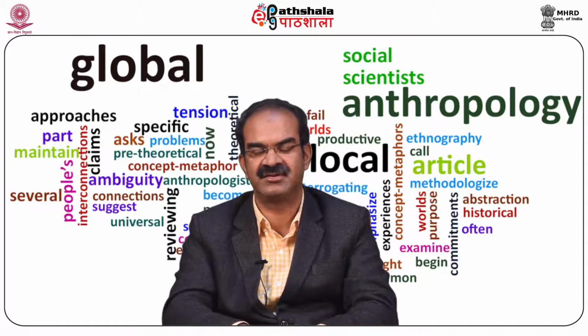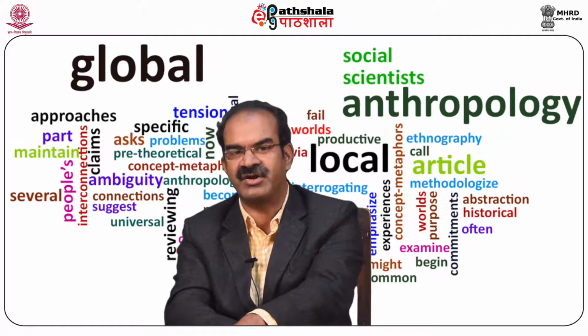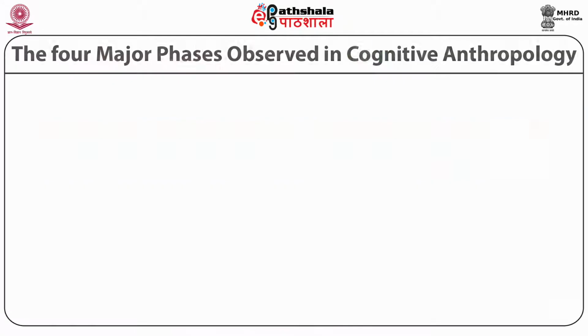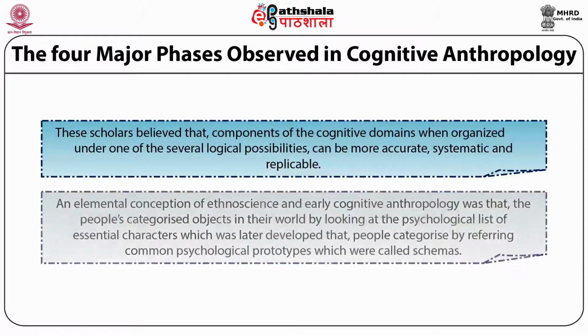How do they categorize? And why do they categorize in such a way? Colors, numbers, systems, cosmology from a native indigenous point of view. So these scholars believed that components of these cognitive domains, when organized in one of the several logical possibilities, can be more accurate, systematic and replicable instead of being done haphazardly. So it is the duty of the researcher to understand how they categorized all these objects and schemes. So an elemental conception of ethnoscience and early cognitive anthropology was that people categorize objects.